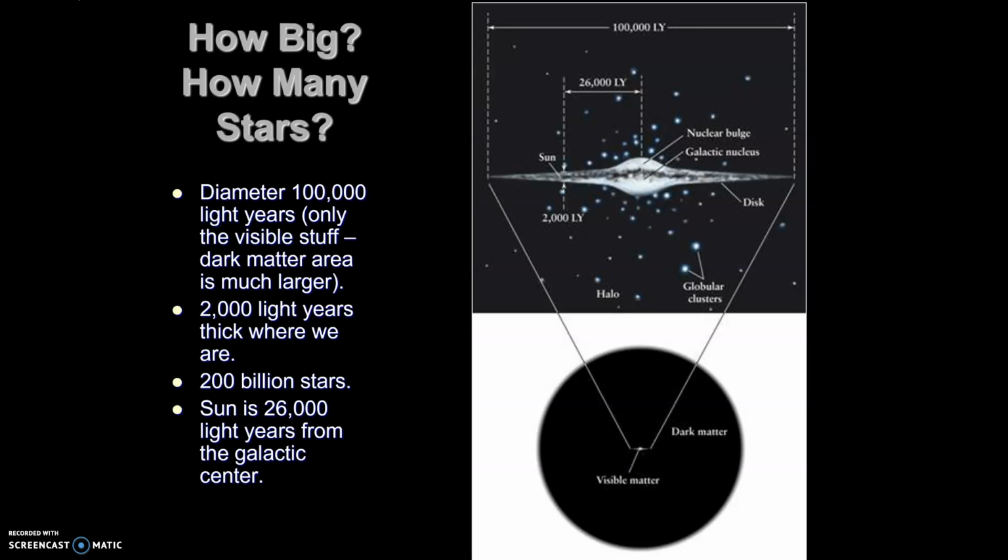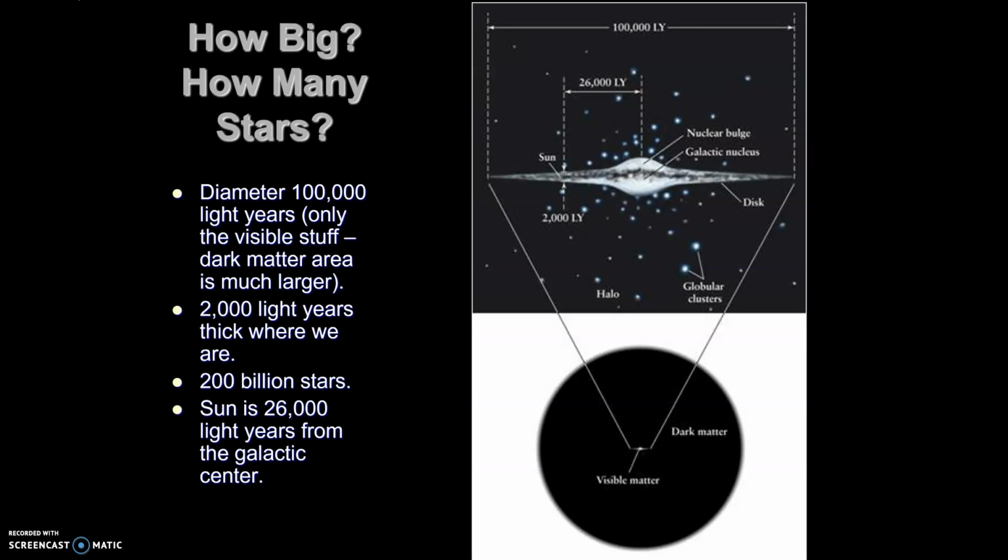So how many stars are in our galaxy? Our diameter is 100,000 light years of only visible stuff. So our stars, planets, all those types of things span 100,000 light years. To get from one side to another, it's going to take light 100,000 years. But when we talk about dark matter, we have a much larger area in the Milky Way Galaxy. It's also 2,000 light years thick where we are. So for light to get through from our solar system, it takes about 2,000 years.